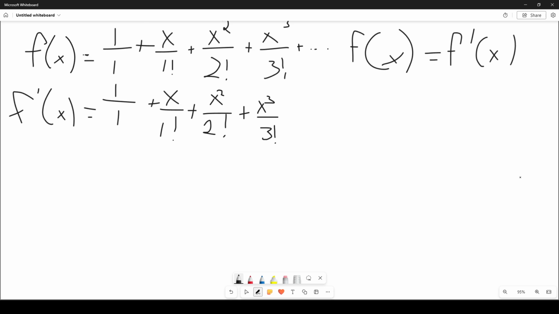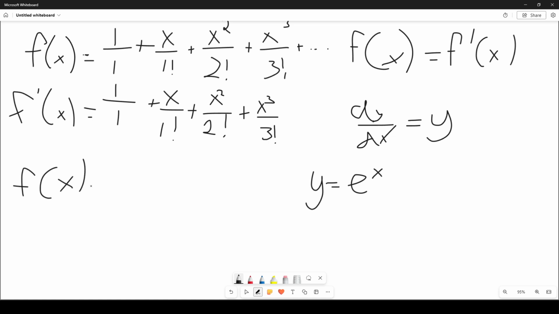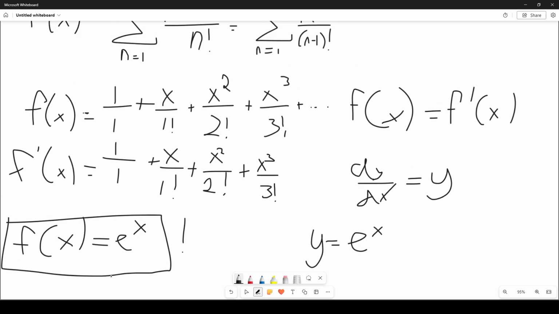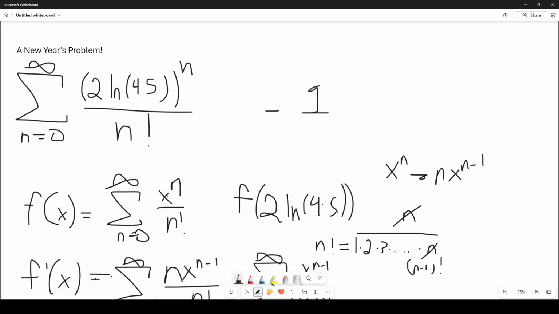And there's only one other kind of function where we've seen this happen. In fact, it's the solution to dy/dx, or f prime of x, equals y. Using separable differential equations, we can solve that y equals e to the x. In general, we've basically proven that f of x equals e to the x. So, now that we know this to be true, we can finally go back to our original problem.